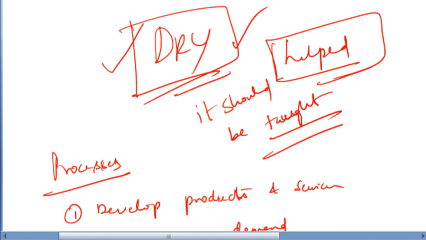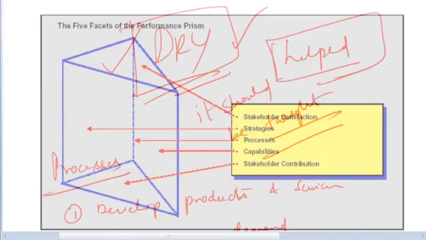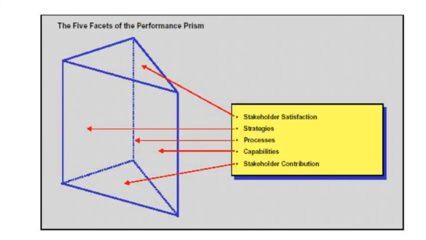I hope this video has really helped you guys. As you can see, you can just look at this slide one more time. So those are the 5 phases of the performance prism: stakeholder satisfaction, strategies, processes, capabilities, and stakeholder contribution as well. I think we have seen that in depth.